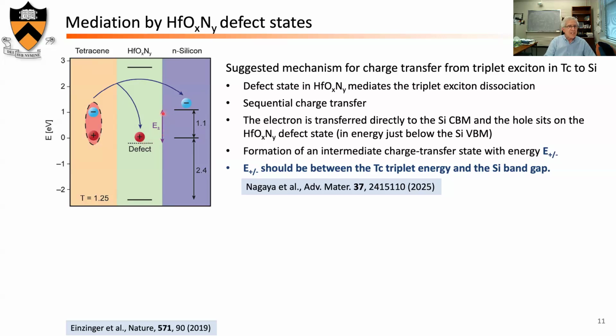And the energy of this charge transfer state, if the transfer is to be successful, should be in between the triplet energy of tetrazine and the energy gap of the silicon absorber. So that is very important. This charge transfer state energy should be between the tetrazine triplet energy and the silicon band gap.